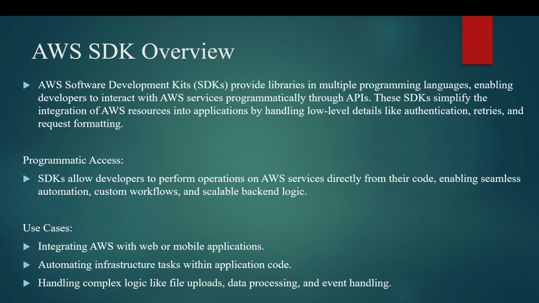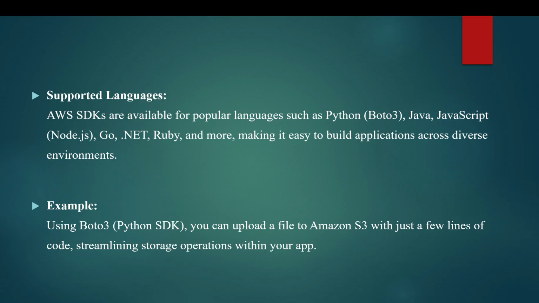Programmatic access. SDKs allow developers to perform operations on AWS services directly from their code, enabling seamless automation, custom workflows, and scalable backend logic. Use cases of the SDKs include integrating AWS with web or mobile applications, automating infrastructure tasks within application code, and handling complex logic like file uploads, data processing, and event handling.